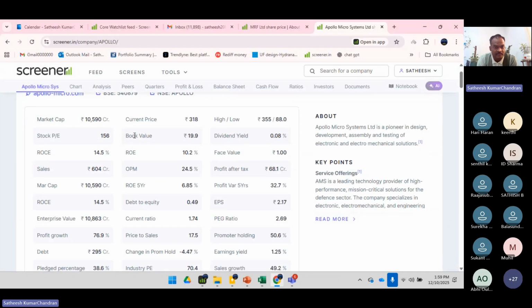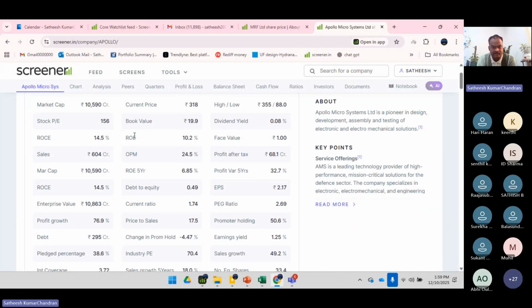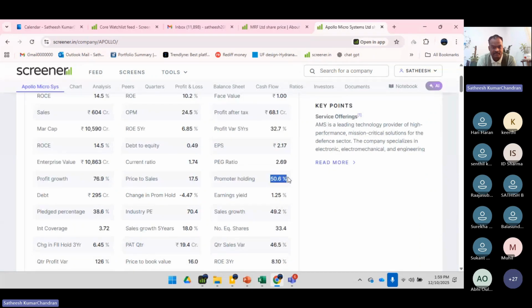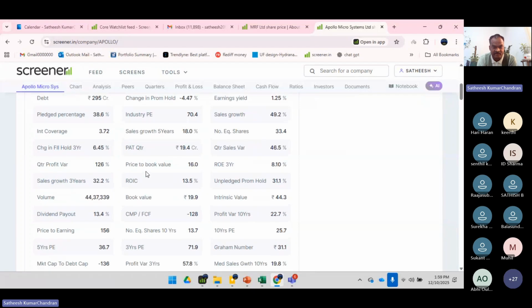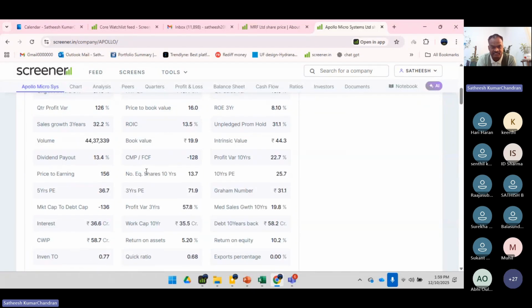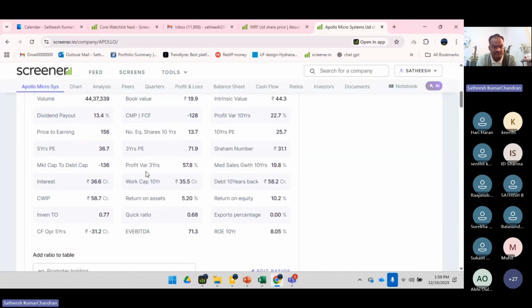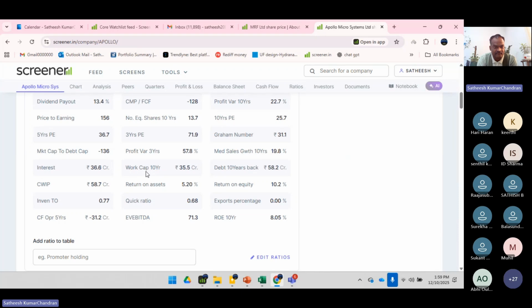ROE is 10.2%, not bad. Promoter holding is like 50% only. Number of equity shares is 33.4 crores. What is so beautiful about this stock that it has been on an upward journey? Fundamentally, we will see. Technically, of course, it is proven. For the last 2.5 to 3 years, it is on an upward journey.